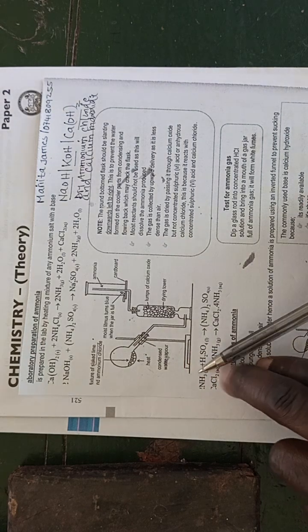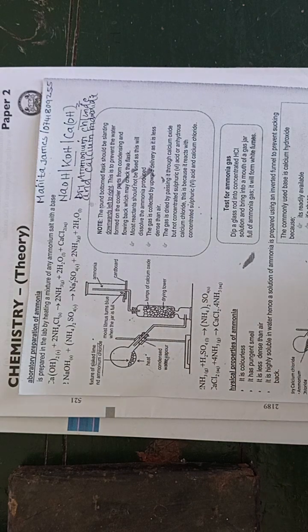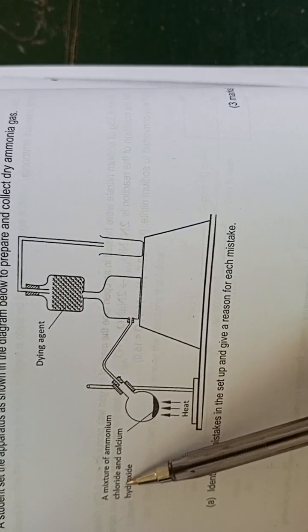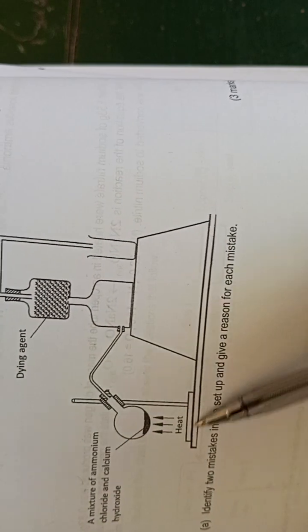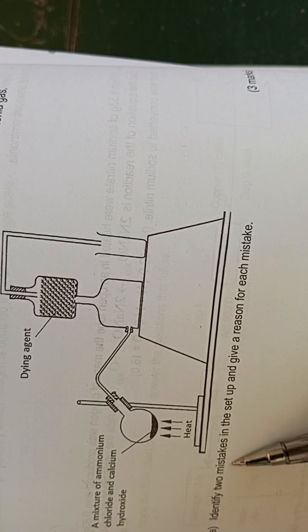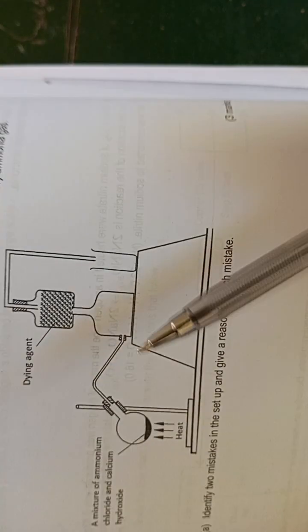It's very important to note this one because sometimes you will be given the diagram in an exam, where you are required to identify the mistake. You check the slanting position, that the flask must be in a slanting position. For example, in this question, we can see we have a mixture of ammonium chloride and calcium hydroxide. And then the flask is not slanting downward, it is just upward. So this is a mistake, because you have been asked to identify two mistakes in the setup and give a reason for each mistake. So you need to check the orientation of the apparatus.